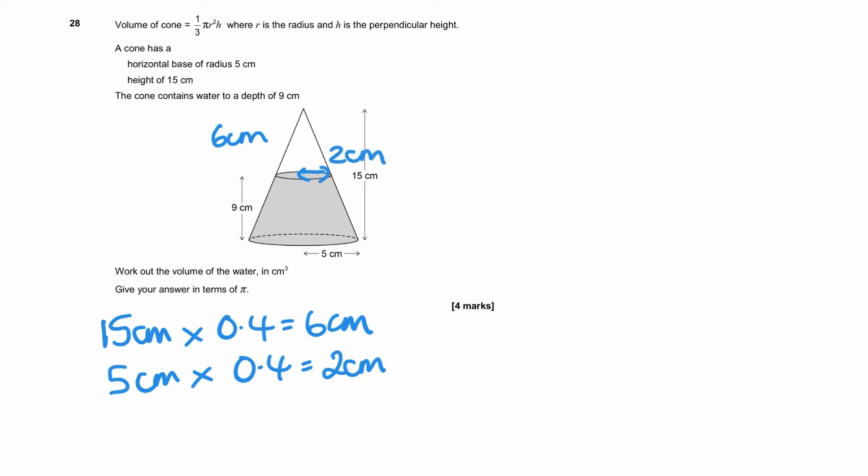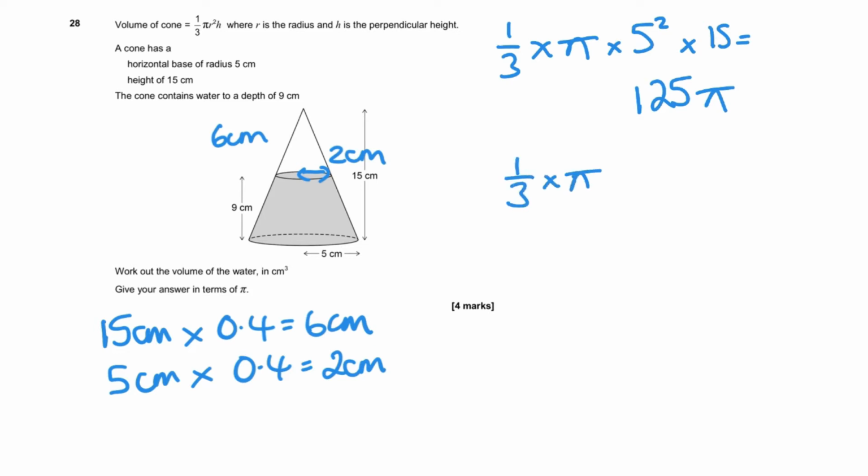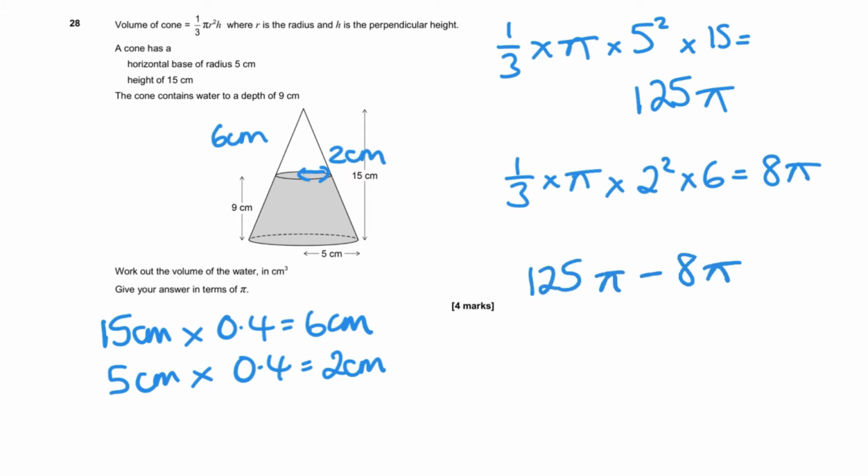So now we can go about finding the volume of water. The volume of the whole cone is going to be 1/3 times pi times 5 squared times 15, which is going to equal 125 pi. The volume of the little cone at the top, the empty bit, is going to be 1/3 times pi times 2 squared times 6, which is equal to 8 pi. So the volume of the whole cone, take away the empty bit at the top, is equal to 117 pi, so that must be the volume of water at the bottom of the cone.